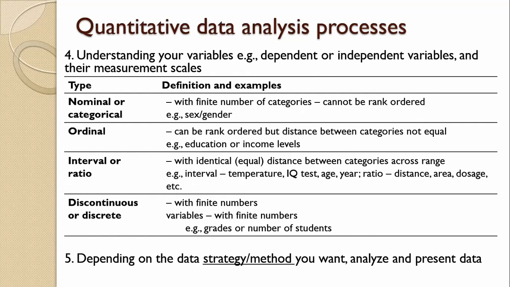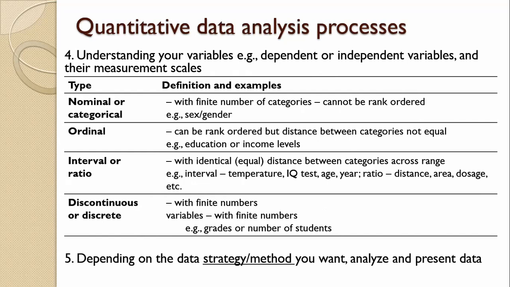So, number four, after you've coded, you try to understand your variables, get familiar with them, and then you understand their measurement scales. And we have different types of variables. Of course, the main ones are dependent and independent variables, but we have other variables that will help you to understand your data. So you have nominal or categorical variables. These are with finite numbers of categories, and these cannot be rank ordered, such as sex.